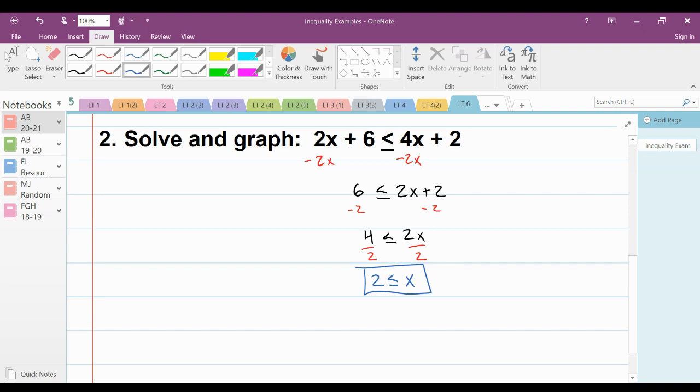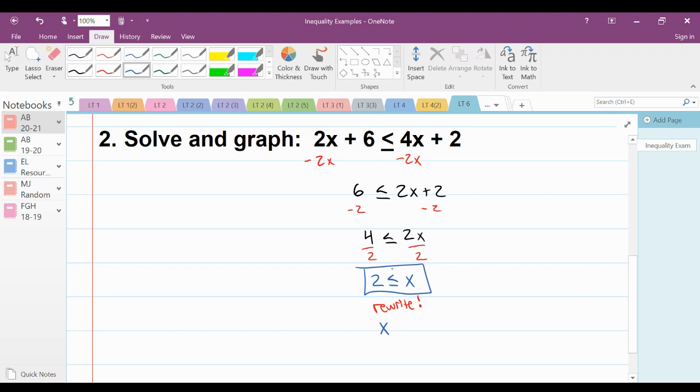Now, to graph this, seeing the variable on the right side is a little bit funky, because I see that less than or equal to sign, and I'm thinking of shading to the left because that's usually all my numbers less than. However, if the variable is on the right, I want to rewrite this so it's a little bit easier to graph. So instead of 2 ≤ x, I'm going to rewrite it with the variable on the left side of the inequality.